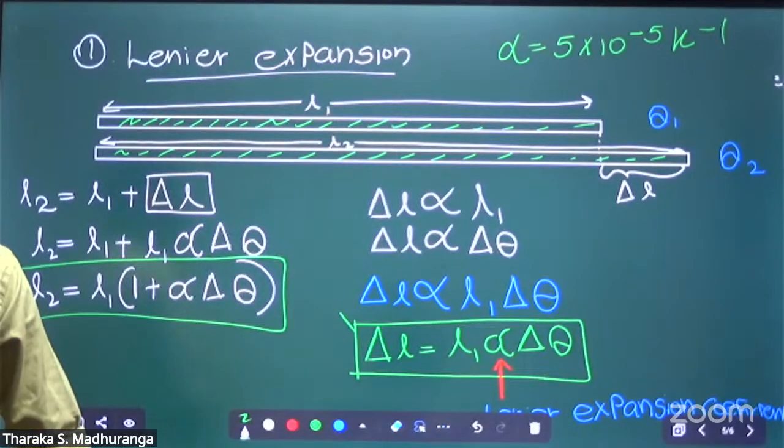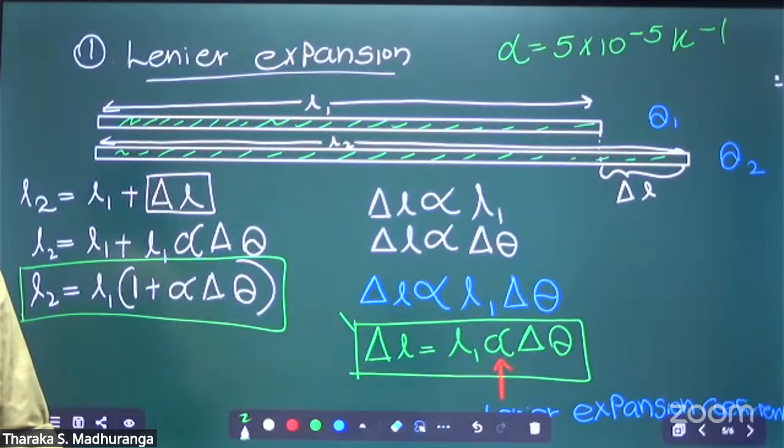Question part 2. Calculate the final length of the copper rod at 50 Celsius.